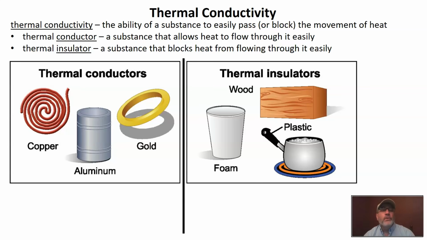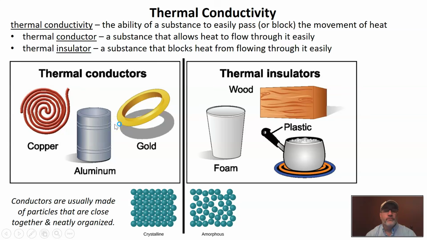Now, thermal insulators are those materials or substances that block heat and keep it from moving through easily. Some examples of thermal insulators are paper, wood, foam, rubber, plastic, and cloth, all kinds of thermal insulators. Generally speaking, there are a lot more things that are thermal insulators than thermal conductors. So why? What is the difference between a thermal insulator and a thermal conductor?